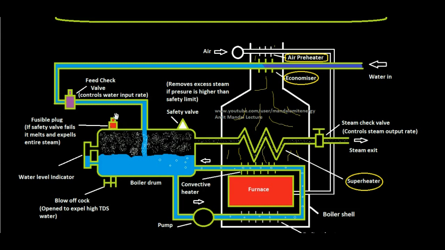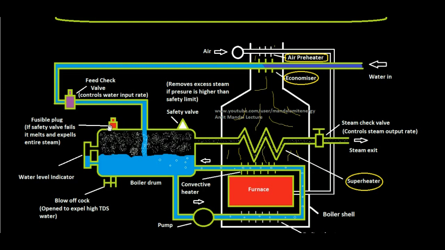Now what is this fusible plug? You can see the safety valve and this fusible plug. Due to some reason, suppose the safety valve doesn't work, it is faulty. In that case what will happen? A fusible plug is also applied. In case the safety valve is not working, the temperature of this steam will keep on rising, as well as the pressure. This fusible plug contains a particular type of material which melts at a particular temperature. So in case the temperature of steam as well as pressure goes beyond a particular limit, that material melts and ruptures, and the entire steam comes out from the boiler drum.